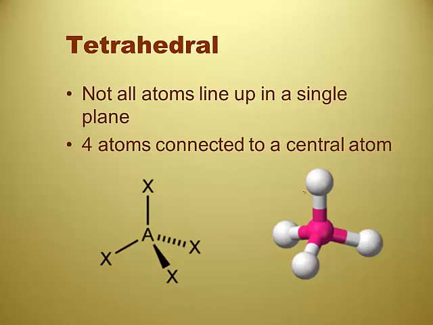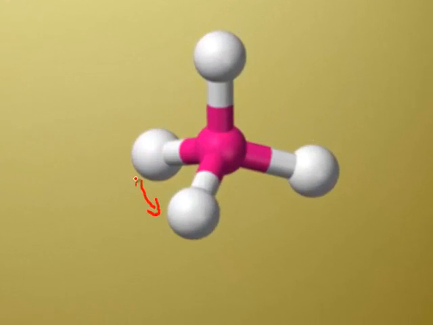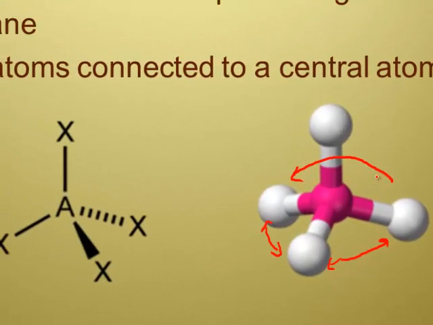These guys are all pushing each other away, and this angle and the angle back here should all be the same, right? Yeah. And the angle up here to that guy, and the angles between the others, should be the same as all the rest of the angles, because they're all pushing each other away equally. 109 degrees, more or less.